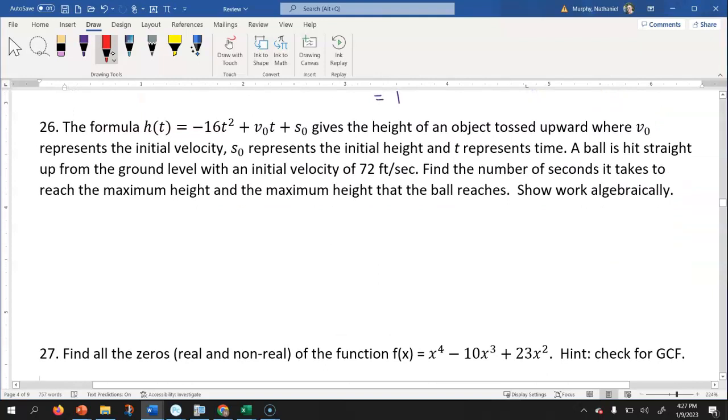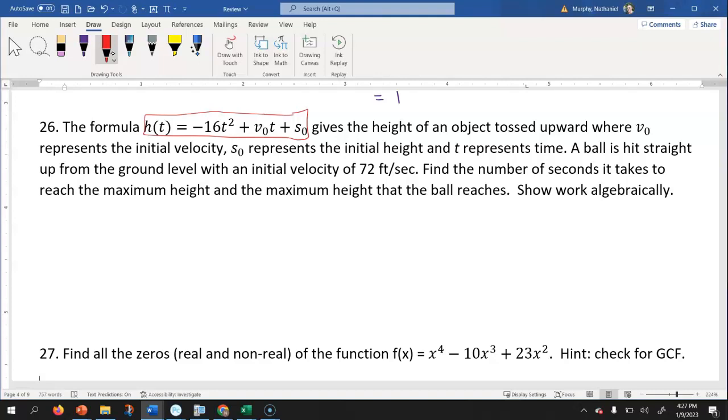All right, so this one, I'll just give you this hint on the final. If there's a question like this on the final, I will give you the height of the object formula. So I'll give you that general formula just like this one would be worded, so you don't have to worry about wasting space writing down that formula in your notes. Now, if you don't know what the v sub 0 and s sub 0 represent, you might want to write that down in your notes. Here it says that formula gives the height of an object tossed upward, where v sub 0 represents the initial velocity, s sub 0 represents the initial height, and t represents your time.